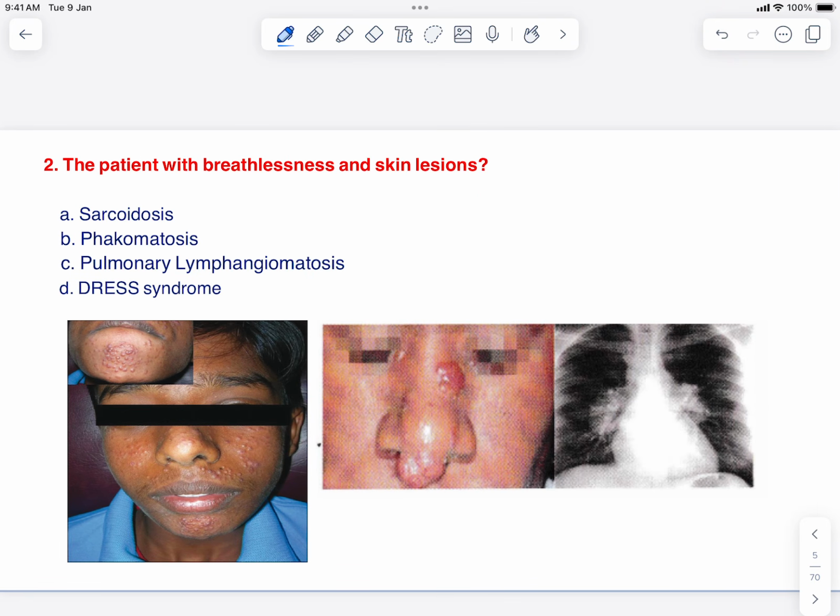A patient with breathlessness and skin lesions, what is the diagnosis? The options are sarcoidosis, phacomatosis, pulmonary lymphangiomatosis, Dressler syndrome. The answer to this question is sarcoidosis. You need to know the cutaneous variant of sarcoidosis, right? Whatever you are observing here, these are the cutaneous lesions that you observe in sarcoidosis.